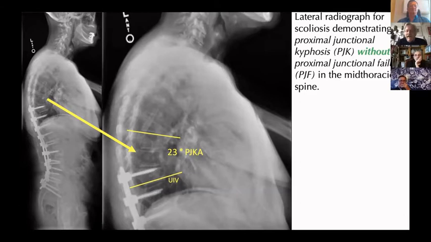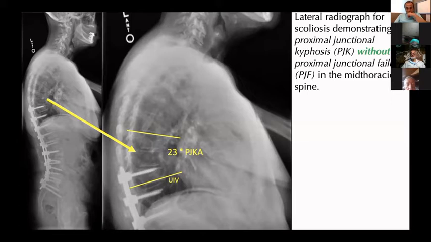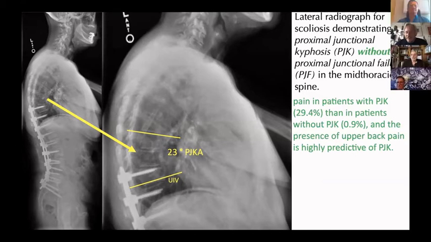Here, this is a radiograph, a lateral view of a patient with a proximal junctional kyphosis, PJK, as we say, without a proximal junctional failure. I will come back to that in the mid-thoracic spine. So this is just a description of what we have here. And this kind of kyphosis is in fact quite well correlating with pain. So almost all the patients who really have a proximal junctional kyphosis complain about back pain in the upper spine, in the thoracic spine. So it's quite a highly predictable element for PJK.